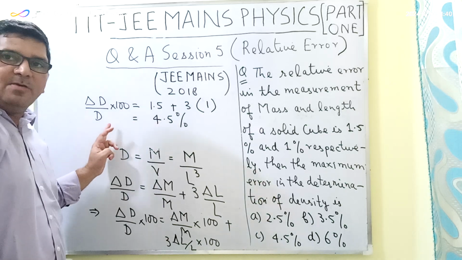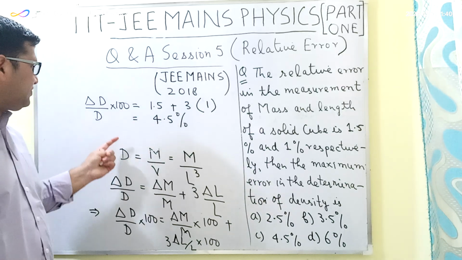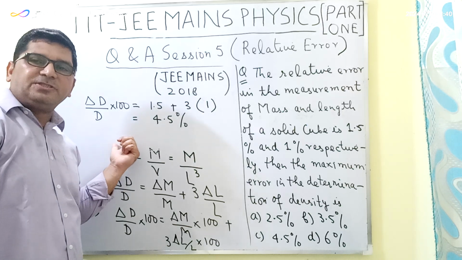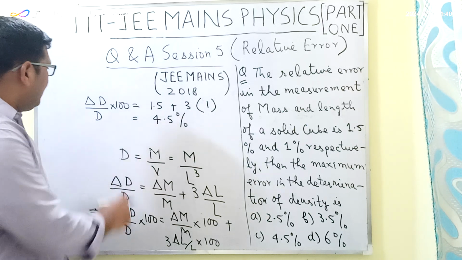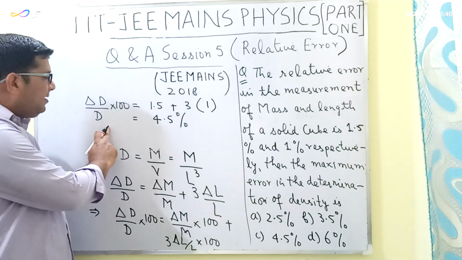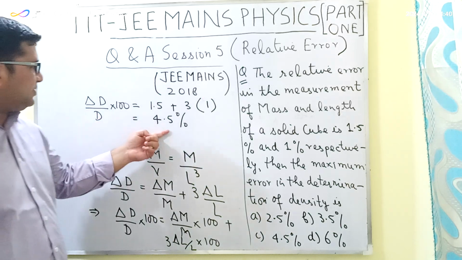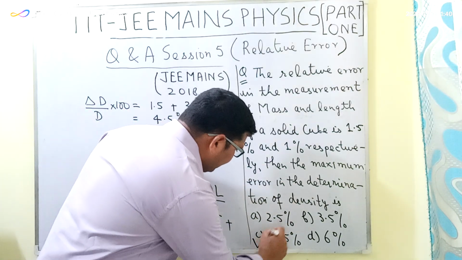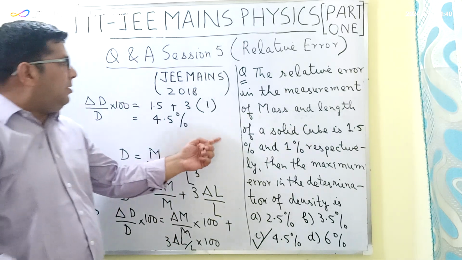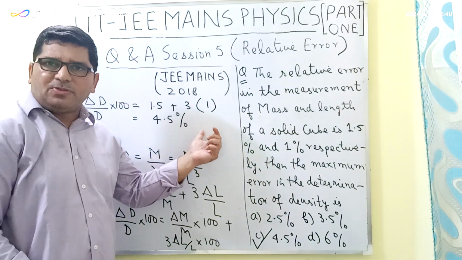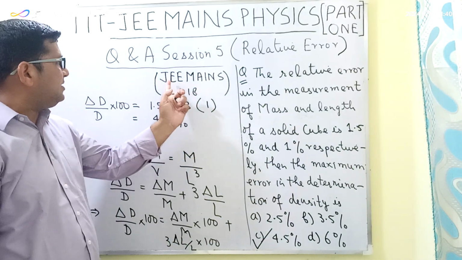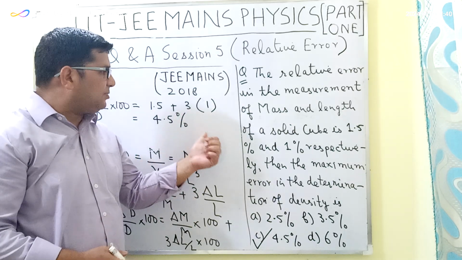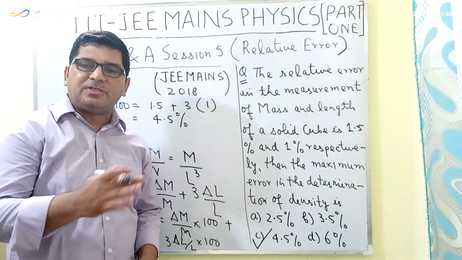Now delta D upon D into 100 is what? This is the percentage error, or we can also say that this is the relative error which is expressed in percentage. So delta D upon D is the percentage error in the measurement of density, and this is equal to 4.5%. So our correct option is C. So this was a very easy question which was asked in the JEE Mains examination, and in fact I will say that this question is of the level of the board examination.